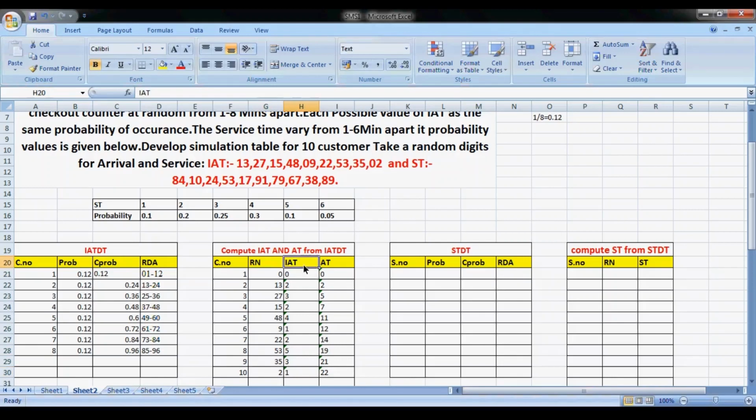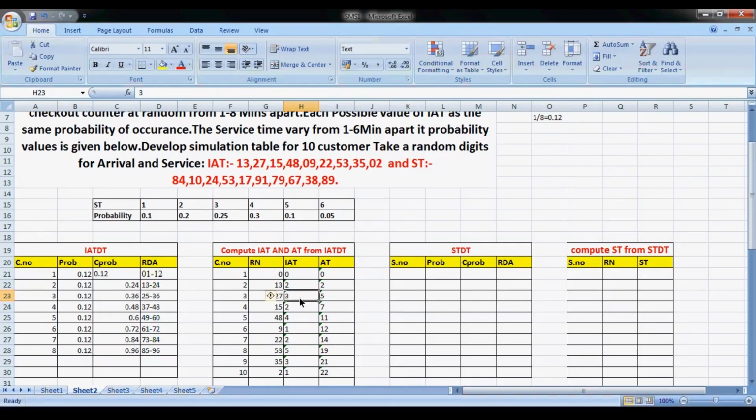Next we need to calculate the arrival time. The inter-arrival time for the first customer is 0. Now we need to calculate the inter-arrival time for the second customer. So what we have to do is take the random digit 13, go to the inter-arrival time distribution table and find out in which range the random number is falling. The random number 13 is falling in this range, 13 to 24, and its corresponding value is 2. Write down 2. Next random number is 27. Check that 27 is falling under this range, so its value is 3.